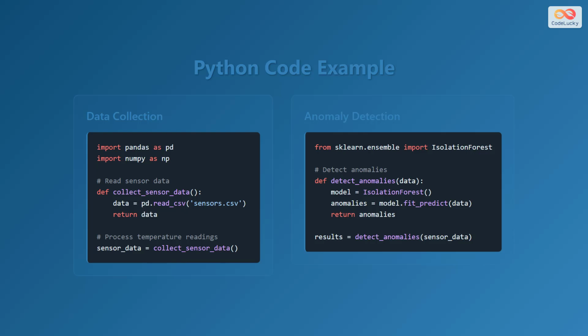Next, we will look at anomaly detection. We import IsolationForest from the sklearn library. Then we define another function called detect_anomalies, which fits the data to the isolation forest model and returns anomalies.